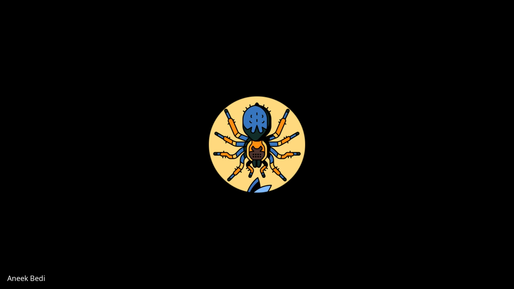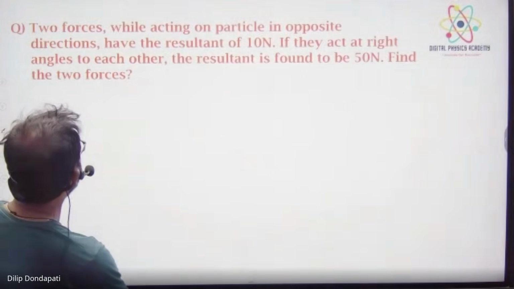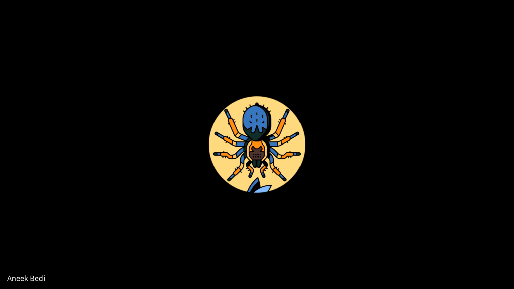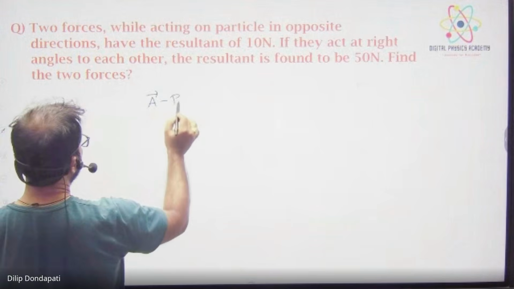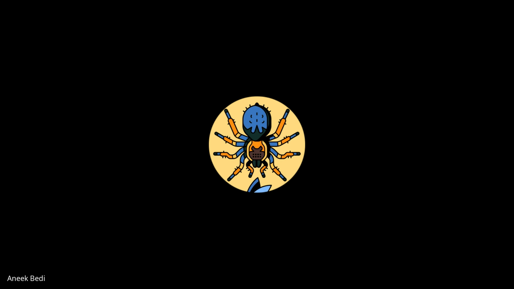So can you solve it? You tell me. Two forces acting on a particle in opposite direction. So what is the angle? 180 degrees. A minus B is how much? 10. A minus B is 10. First equation.